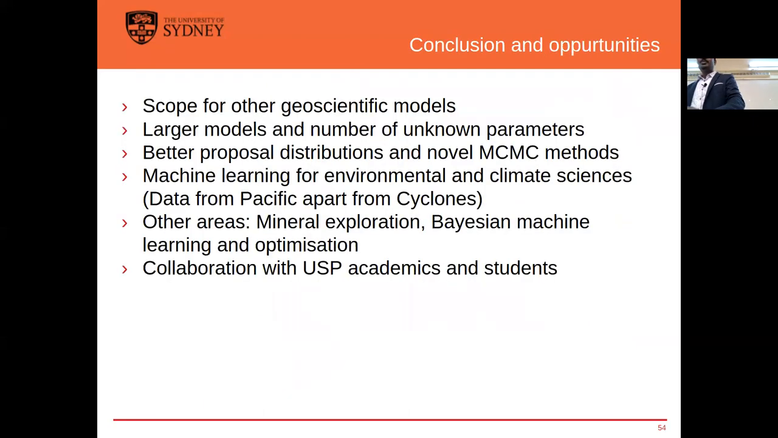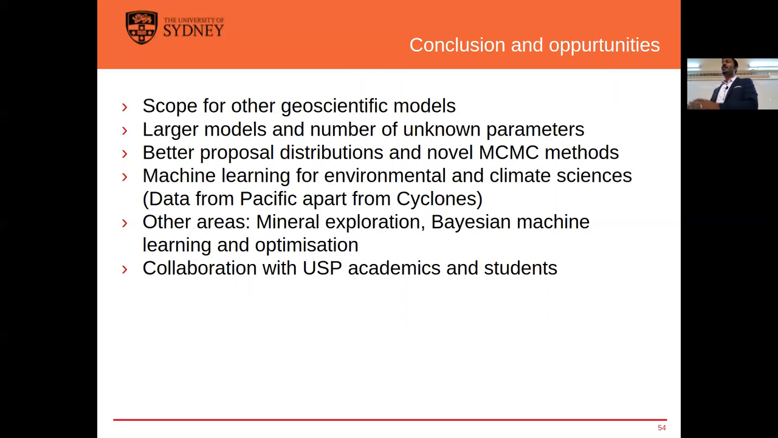So the conclusion on opportunities: there's a wide range of scope for geoscientific models. There's a wide range of scope for using larger models and also more unknown parameters. We are already looking at those things. And to improve this further, we need better proposal distributions and novel MCMC methods. And then machine learning can be used for other environmental and climate science problems. And also data from the Pacific. With a few students and researchers here, we were mostly looking at extreme events, cyclones, with machine learning, but there's a wide range of other data sets we can look at.